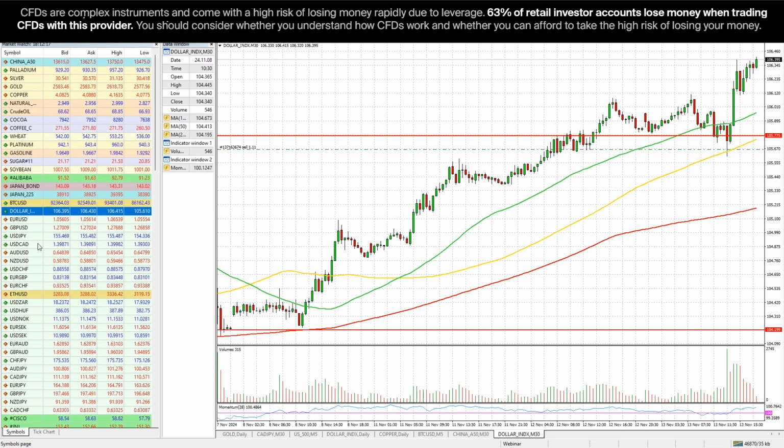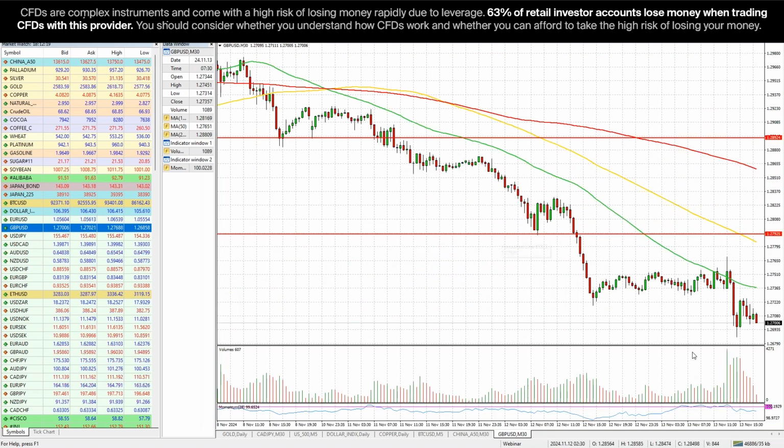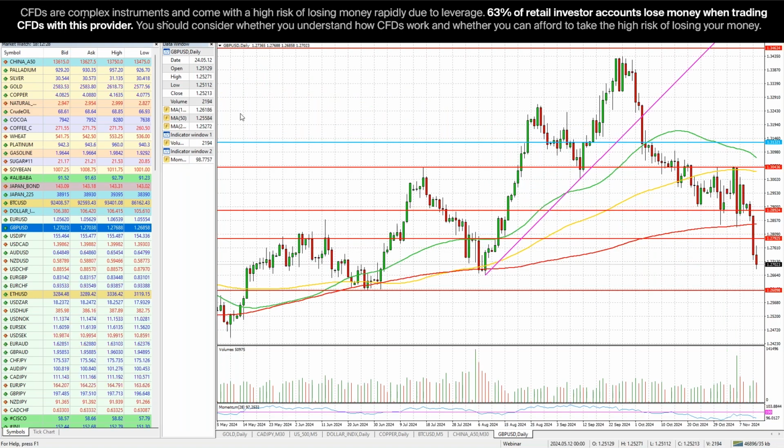So any pair you take, pound dollar as well. Pound's been selling now. So here you also see British pound dollar is also going down, and it is also due to the strength in the US dollar mostly.